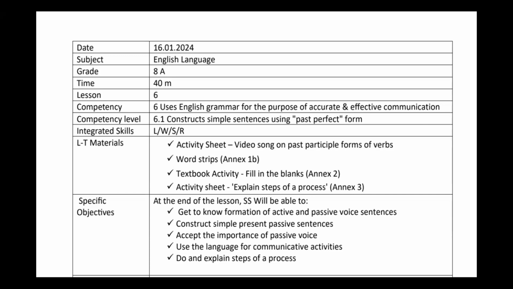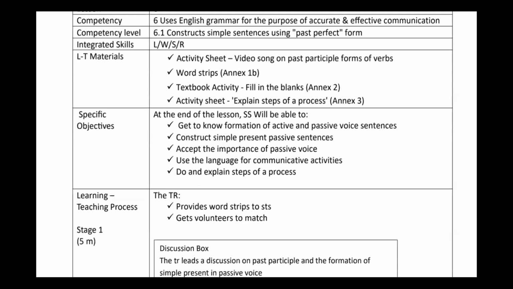Learning teaching materials: here I give an activity sheet. In that, a video song on the past participle form of verbs. In this video clip, they can get an idea before the lesson what past participles are and the need for past participles. And next, word strips, textbook activity and activity sheet. Then specific objectives. At the end of the lesson, students will be able to get to know formation of active and passive voice sentences, construct simple present passive sentences, accept the importance of passive voice, use the language for communicative activities, do and explain steps of a process.